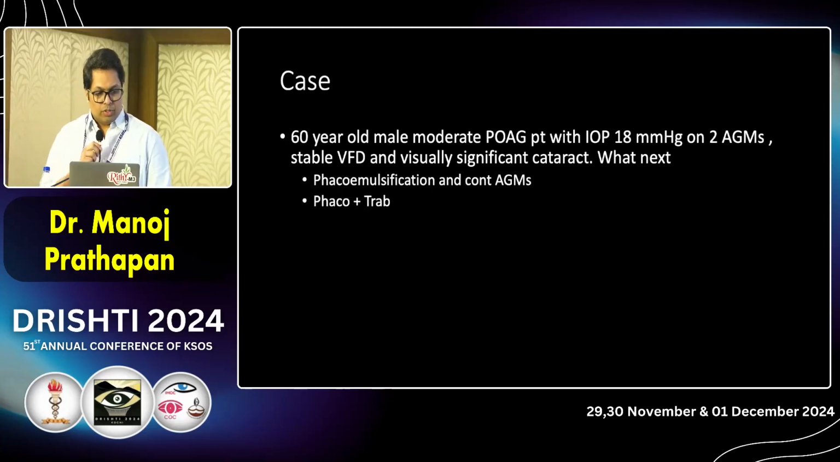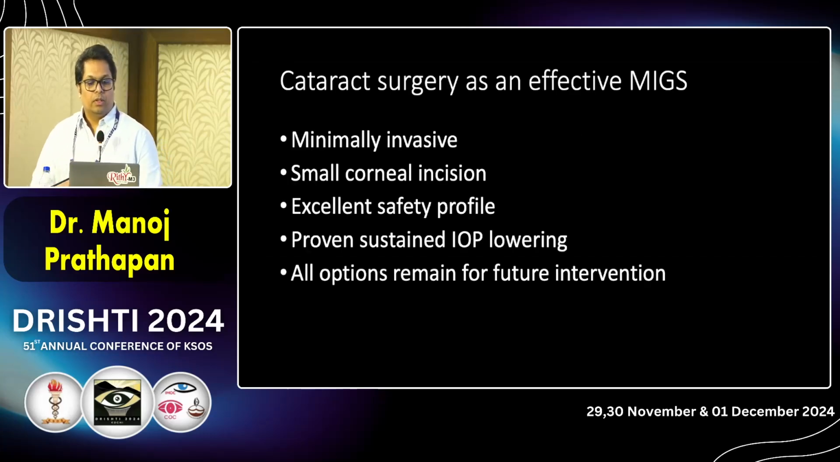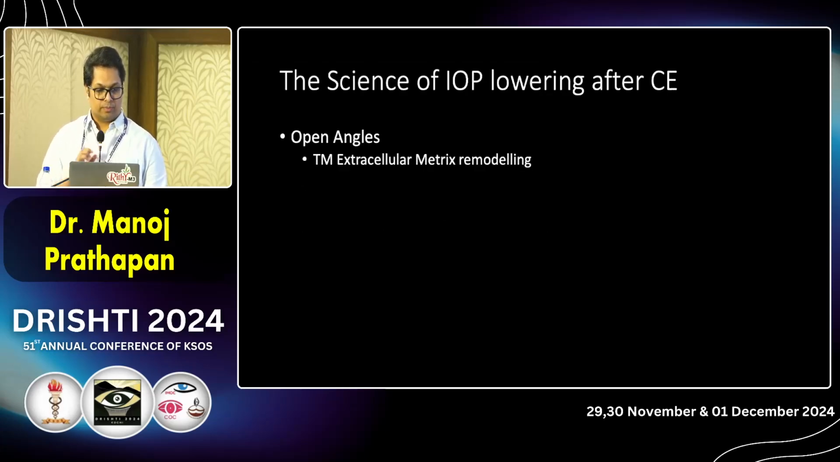This is a patient who was 60 years of age, who was POAG with 18 pressures, on 2 anti-glaucoma medications with stable visual fields and visually significant cataract. What next? Do you do phaco alone or a phaco trab? Cataract surgery can be an effective option. It is minimally invasive, with a small corneal incision, excellent safety profile, proven sustained IOP lowering, and all options remain for future intervention. So what are the mechanisms of IOP lowering after cataract extraction?